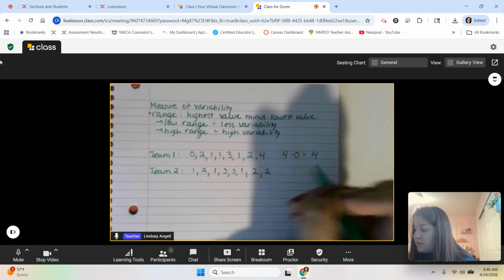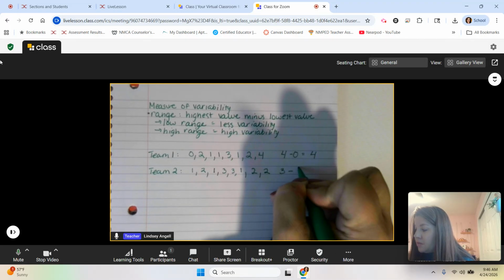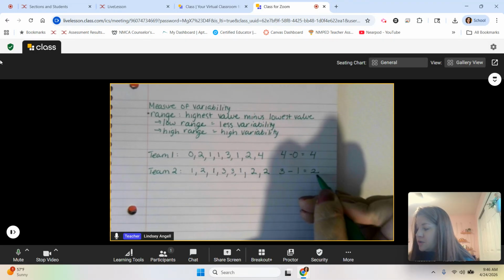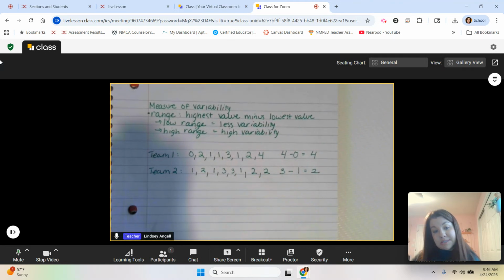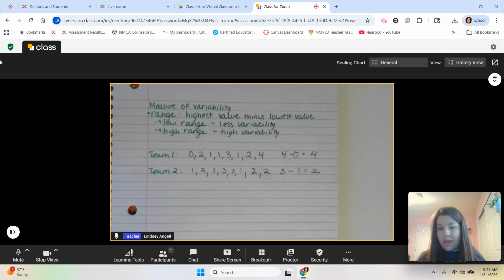With this one, 3 is the highest number, 1 is the lowest. So their range is only 2. So what that tells me is that team 2 is more consistent in their scoring, okay? So that's how you can pull data like that. It has less variability as well. Just not huge, right? Because soccer is usually not a very high scoring sport.